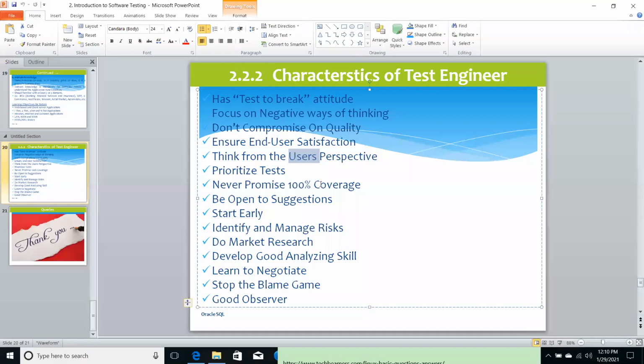Next is never promise 100% coverage. Somebody asks, while you join any company, have you completed? Yes, I completed. If you say yes, I completed, that means you have completed 100%. Testing is such a kind of thing that we cannot tell at any time that it is 100% done. Some other person may come, and maybe they can find some other bug or some other problem. So this is the thinking capability only. Even if time is already over, we can tell, but don't say completed, 100% completed.